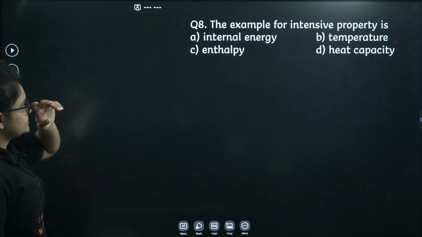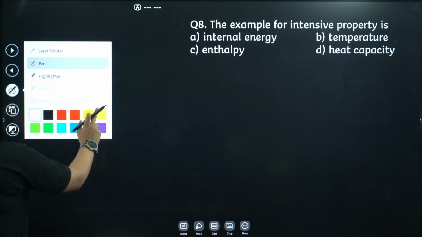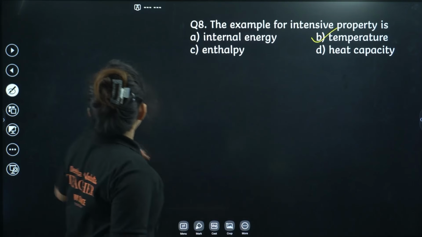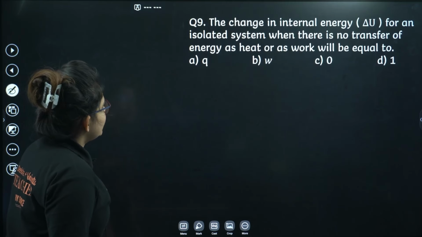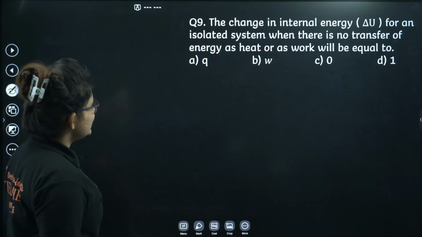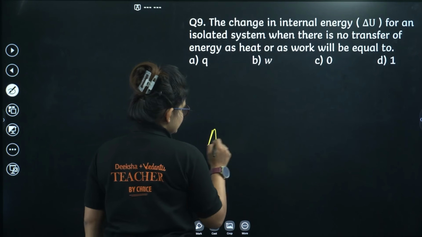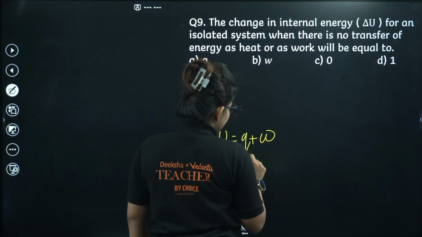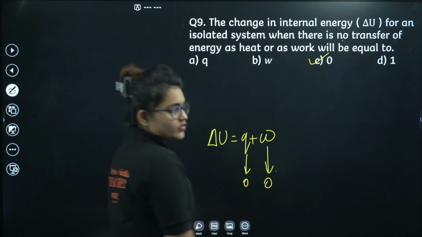Let's proceed. The example of an intensive property. Intensive property means that it is mass independent. That's going to be temperature. Let's proceed. The change in internal energy value for an isolated system, when there is no transfer of energy as heat or as work. So basically, if you just follow the first law, del U equals Q plus W. So Q is 0, W is also 0, hence the internal energy change is also going to be 0.